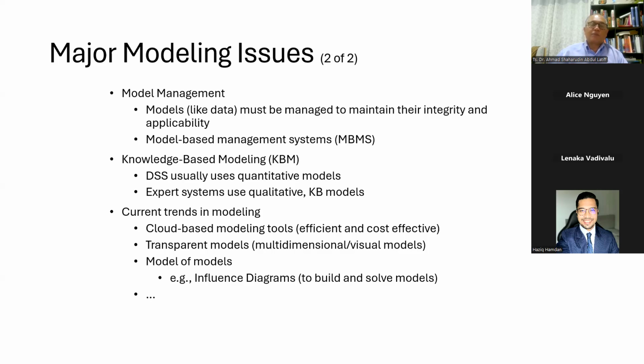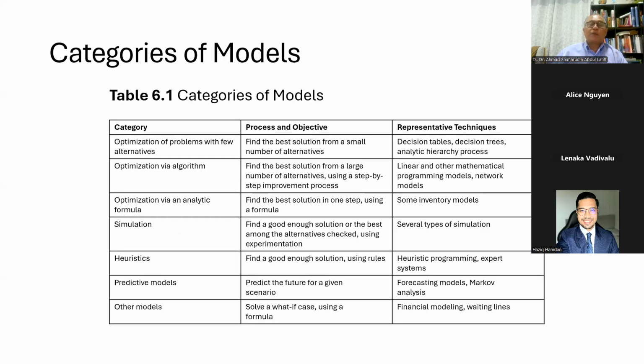So we have model management. Models need to be managed. We have model-based management systems, or we have knowledge-based modeling. A decision support system can be used for quantitative analysis, or an expert system can use qualitative knowledge-based models, KB models. The current trend is looking into cloud-based modeling tools, and then there can be transparent models, which are multidimensional or visual models. And then there can also be models of the models, which is the influence diagram, to build and solve the model.